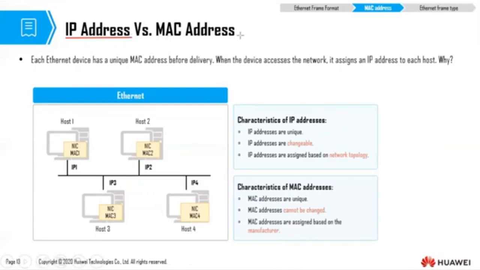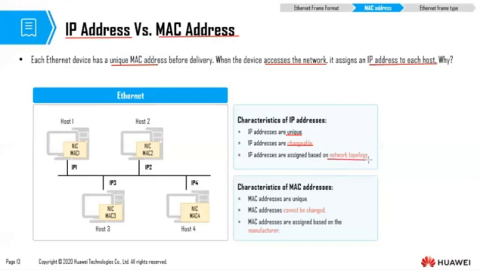So these are some of the comparisons between an IP address and a MAC address, which are important for you to understand. On each Ethernet device, you must have a unique MAC address before you're able to send and receive data. And to access the network, you must have a unique IP address. So we have these two addresses that you must have. Characteristics of IP addresses within a network: can you have two devices with the same IP? No. Can you change an IP address? Yes.